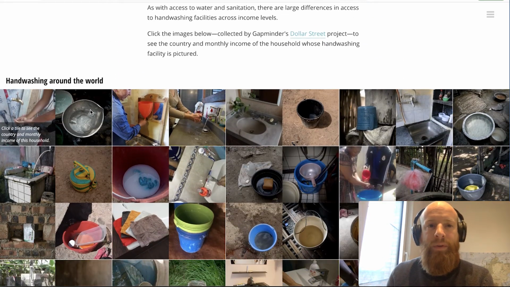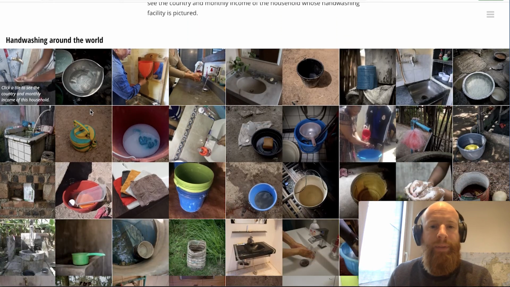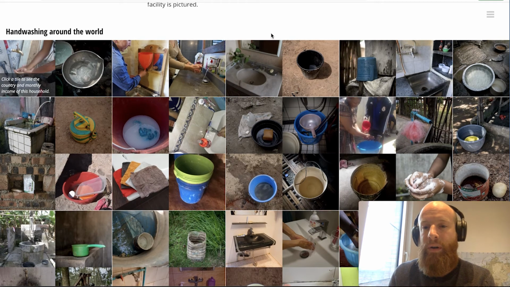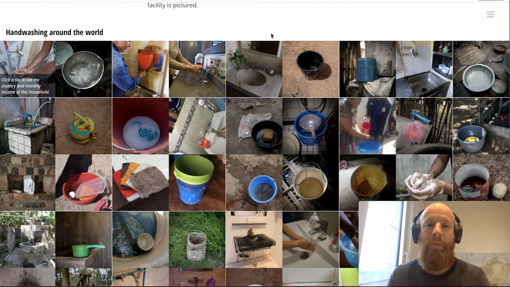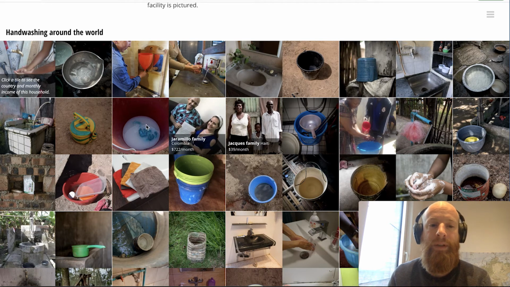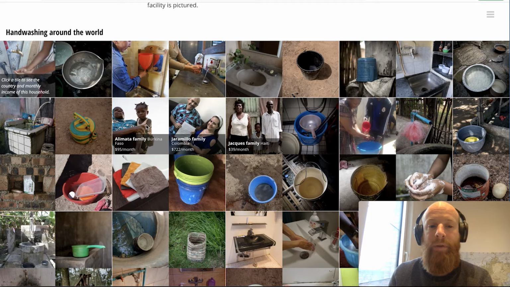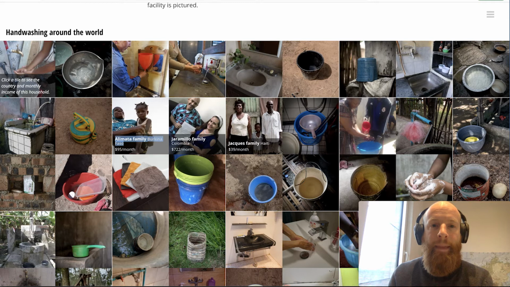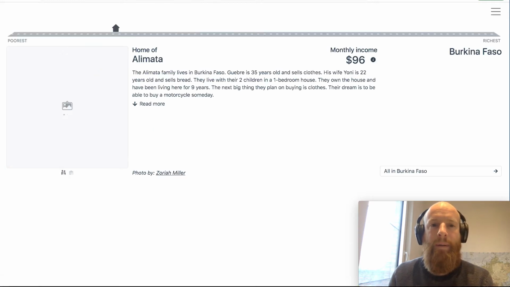Then the last thing I wanted to show in this chapter is this format. It's called Handwashing Around the World, and it's a collection of pictures of facilities or places in their homes where people wash their hands from many different countries and from many different income groups. So if you click one of these, you can see the families behind those images. And this is a format that we borrowed from a project called Dollar Street, a very interesting project.